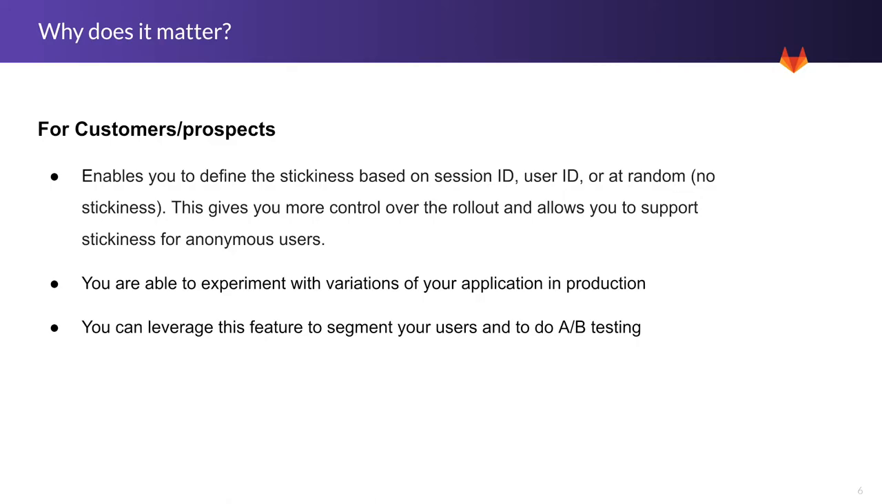Why does it matter to customers and prospects? It enables them to define the stickiness based on session ID, user ID, or random, which is no stickiness. This gives them more control over the rollout and allows them to support stickiness for anonymous users. They're also able to experiment with variations of their applications in production, and they can leverage this feature to segment their users and to do A/B testing.